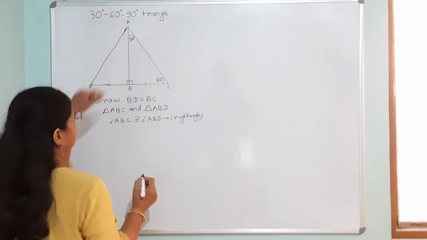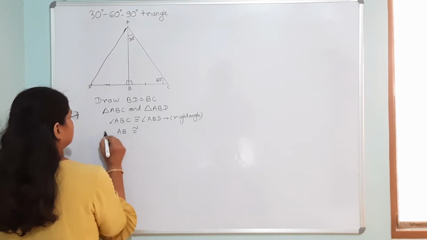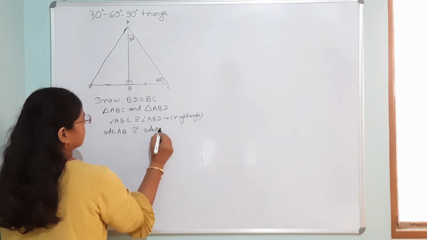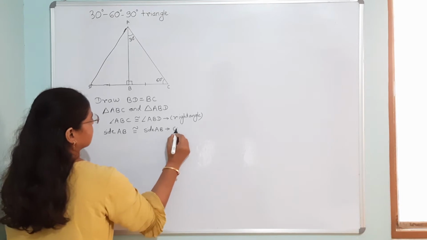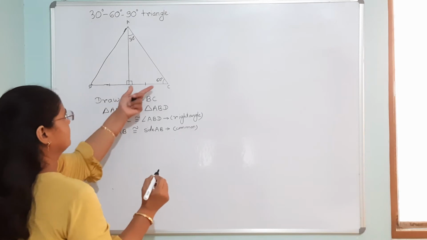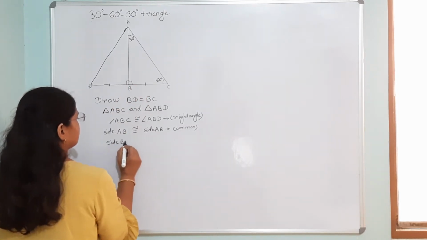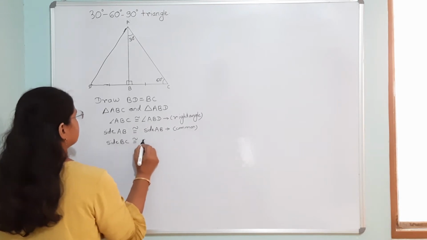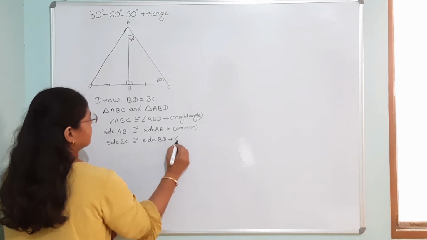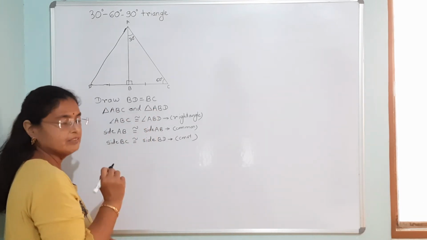Also, side AB is congruent to side AB itself as it is common to both triangles. And again, side BC is equal to side BD according to the construction we have done.